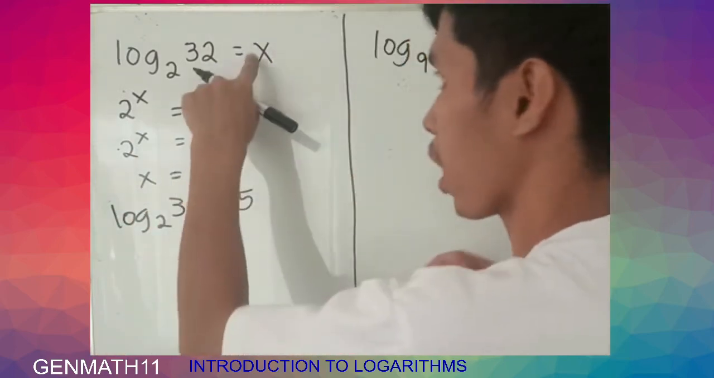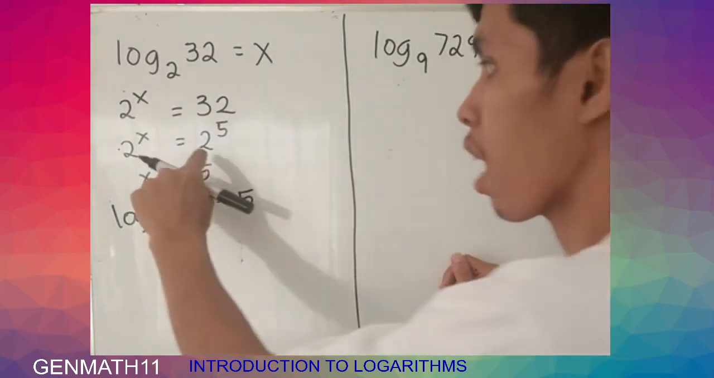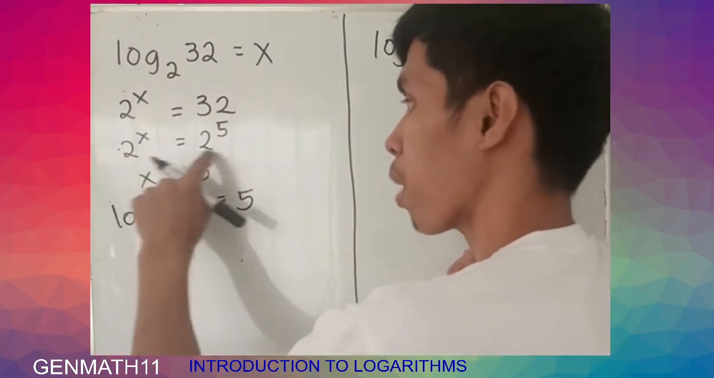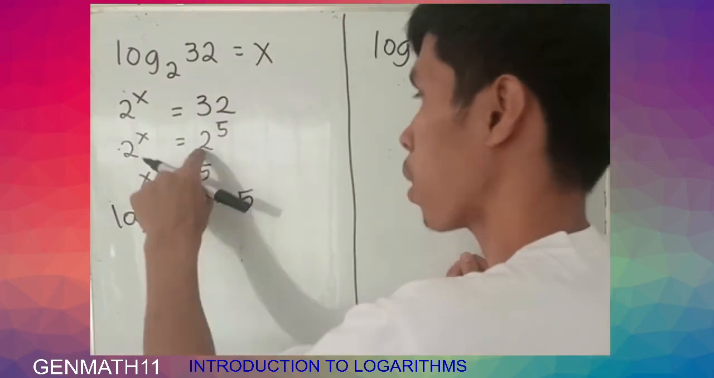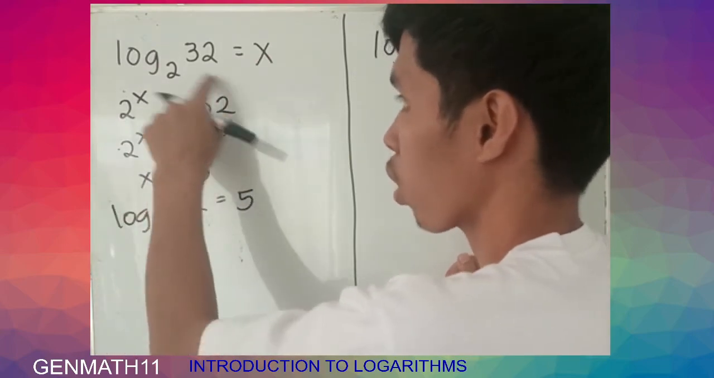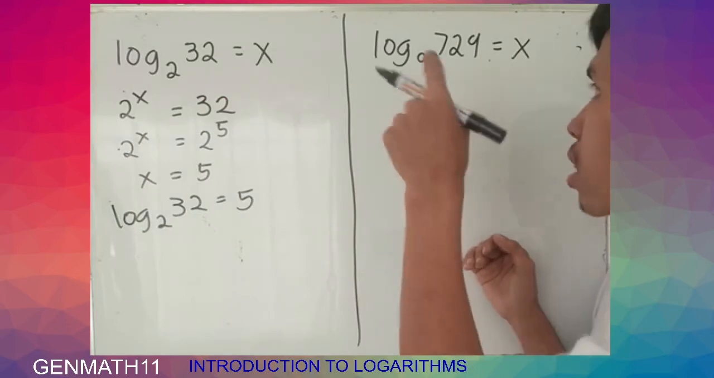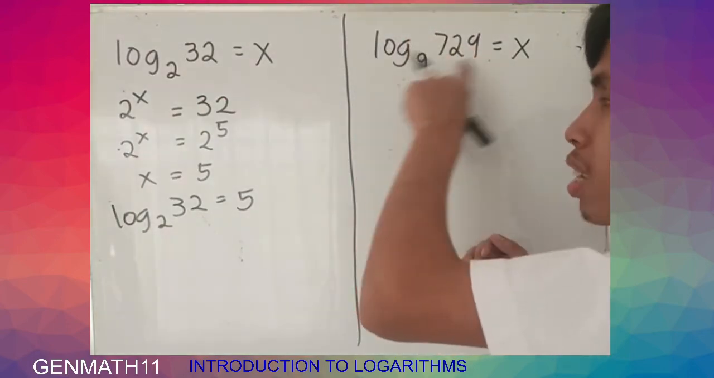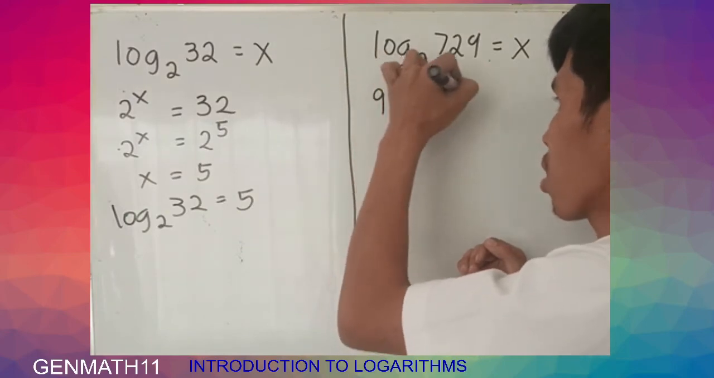So 5 yung value ng ating x dito. Or yung value ng ating logarithms. So yun na, pagpaparehasin mo yung kanyang base, which is 2, then hahanap ka ng exponent na applicable sa dalawa. So since yung ating 2 is already 2, so ito na lang yung papalitan mo. Okay, next. Log 729 to the base of 9 equals x. So magiging 9 raised to x equals 729.